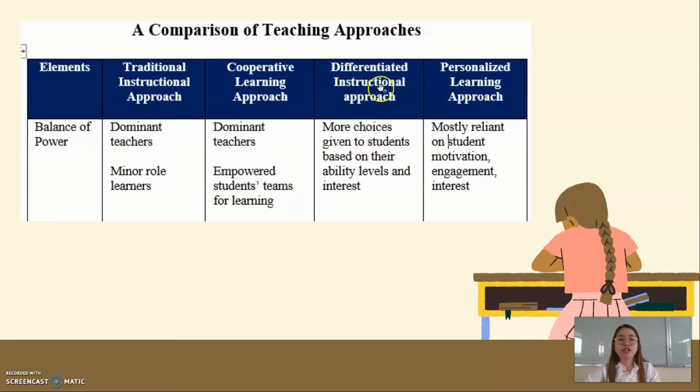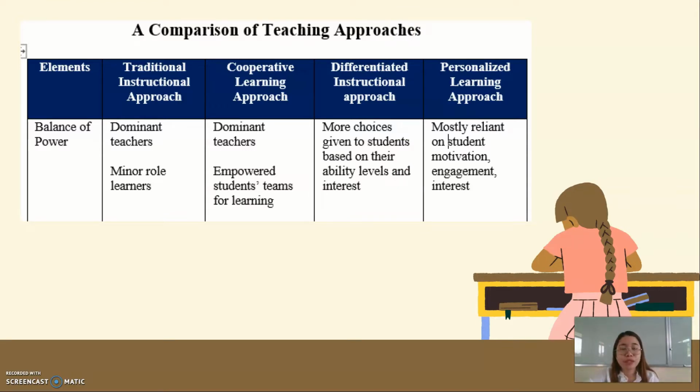Next, when we talk about the differentiated instructional approach, in the balance of power, more choices are given to students based on their ability levels and interests. So now we are grouping the students according to their ability and interest. When we talk about making decisions on what they should do in that group, the teacher in the differentiated instructional approach considers the ability and interests of learners.